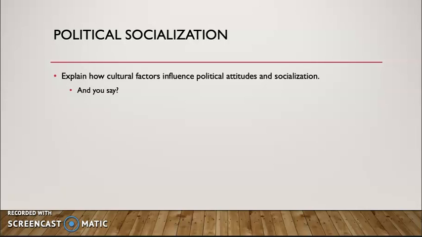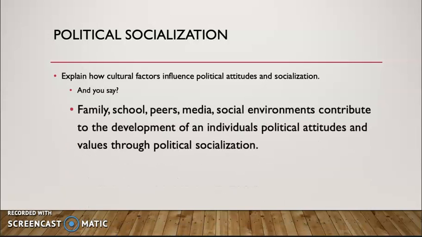How cultural factors influence political attitudes and socialization. We went over this in class today a little bit about all these different spheres of influence that make you think the way you do, and so this is just a summary of that, and they all contribute to the development of your political attitude and your values through this concept, this process called political socialization.